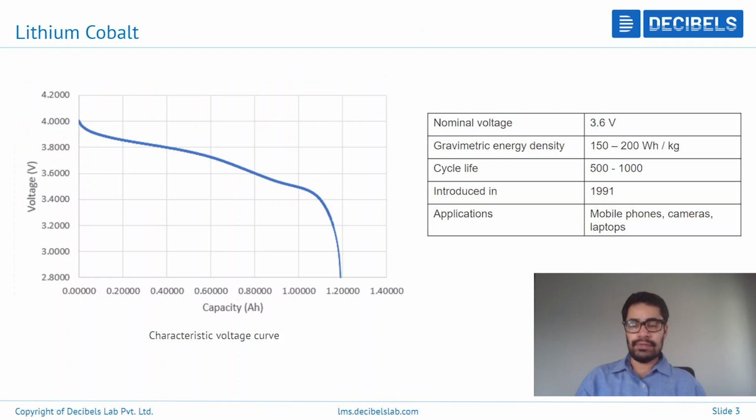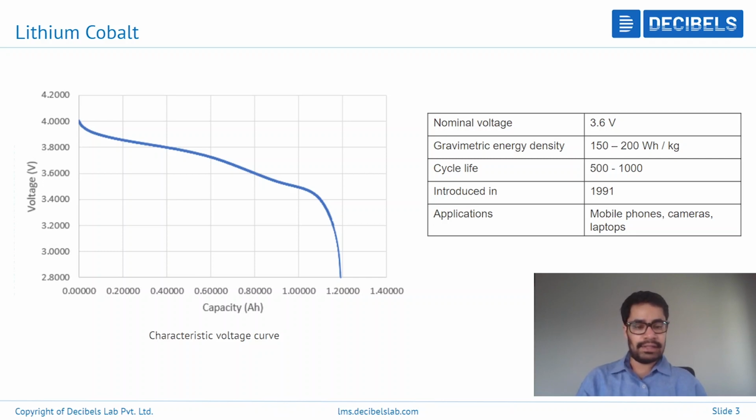So let's start with the first one, lithium cobalt, also abbreviated as LCO. Here you can see on the left-hand side how the voltage curve of the particular cell looks. If the cell were subjected to a constant current discharge, that is, if you were to discharge the cell at a constant rate, this is what the voltage curve would look like.